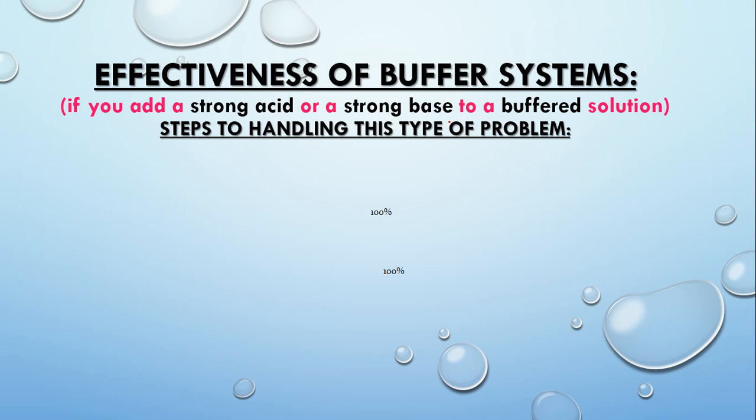Now, we learned about the Henderson-Hasselbalch equation and about buffer solutions in our last lesson. So we're going to pick up from how to use the Henderson-Hasselbalch equation to find the pH of the buffer system. And we're going to talk about how to proceed with your calculations if you add a strong acid or strong base to the buffer solution.